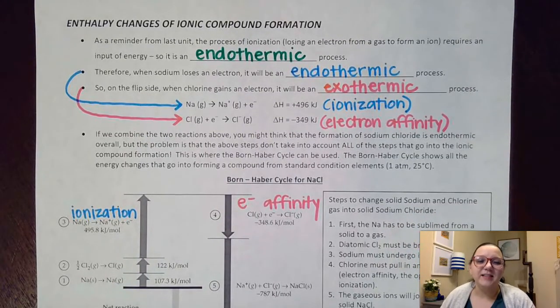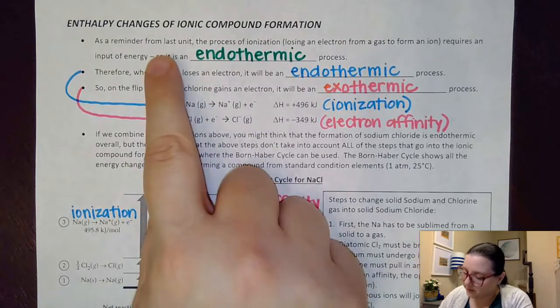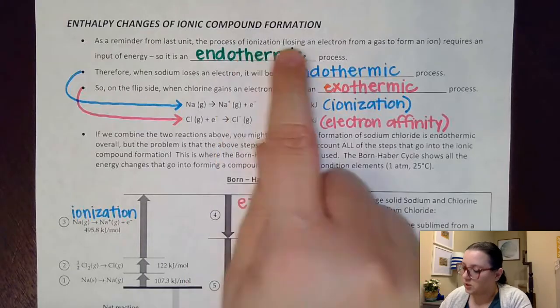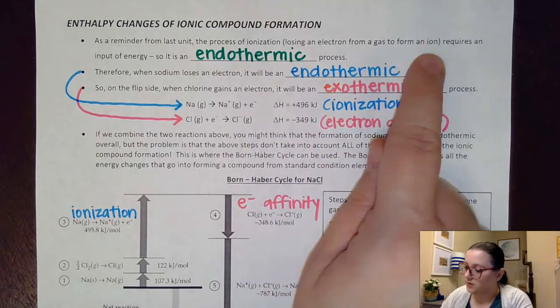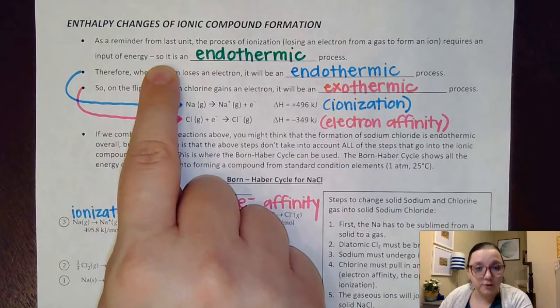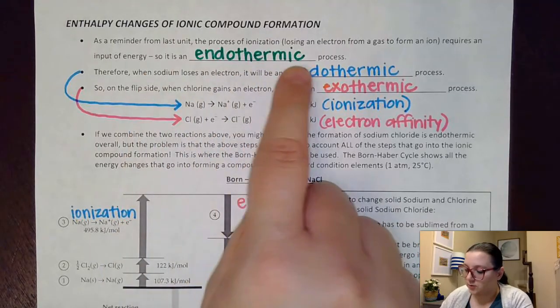Okay, so a little bit about lattice energy here. First off, I want to talk about the enthalpy changes that we see when an ionic compound is forming, because it's not as simple as putting these two ions together and bam, I get my compound. It says here, as a reminder from last unit, the process of ionization, losing an electron from a gas to form an ion, requires an input of energy. So that is an endothermic process.